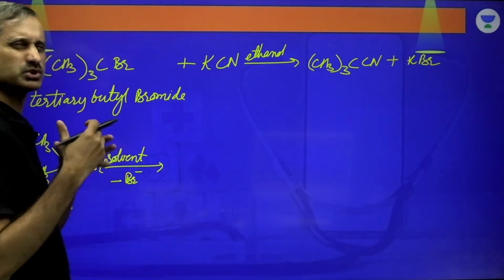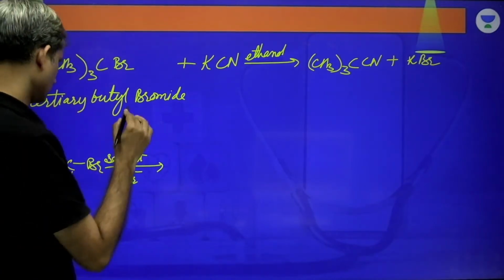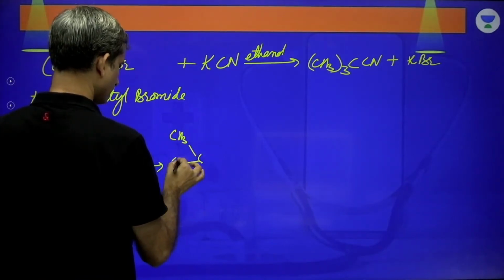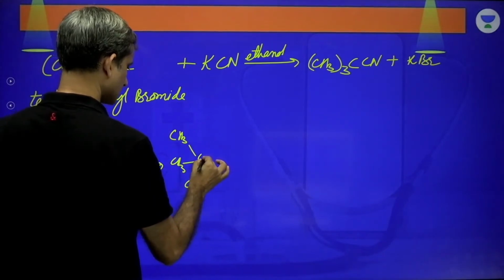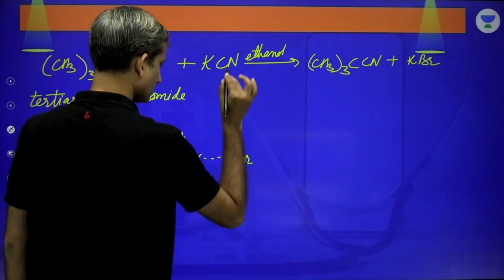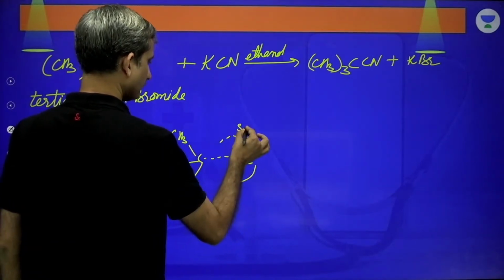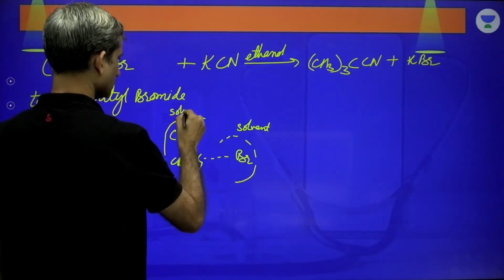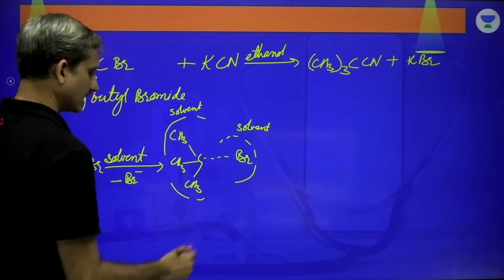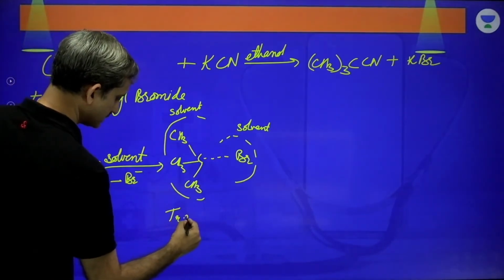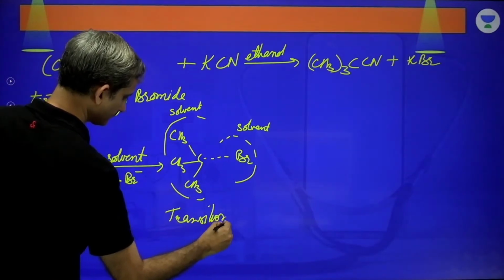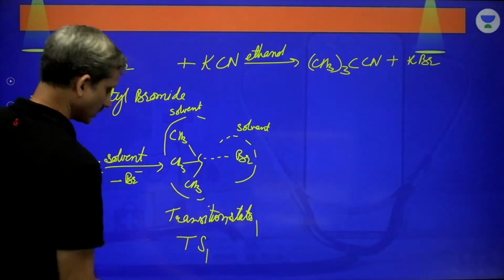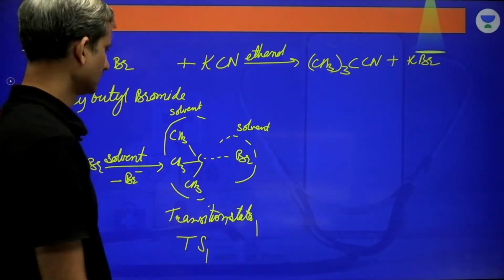So there would be some position where bromine is just moving out, and that could be something like a transition state. So we have CH3, we have C, we have CH3, we have CH3, and this bond is being broken. And here we have the solvent, which is trying to move it apart, and this is what we have as the transition state, and I would write it as TS1. So this is the transition state 1.